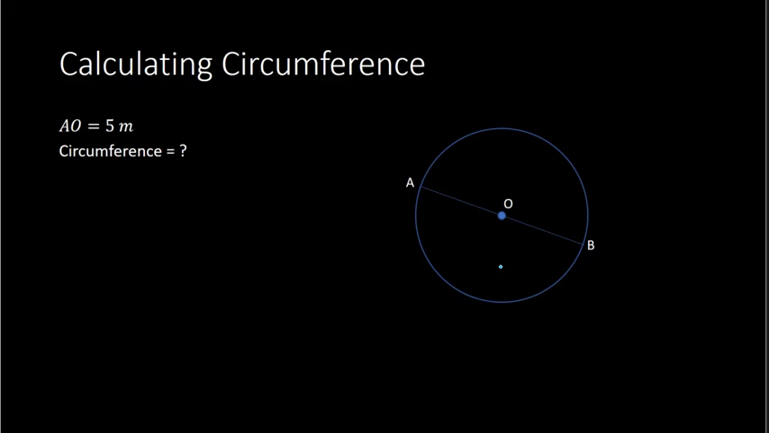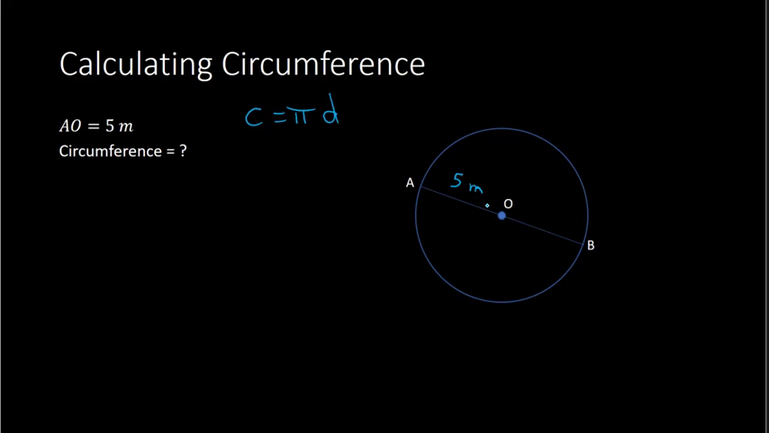Here is another example. We know AO is 5 meters, and the question here is again to find the circumference. Well, again, I can use my formula, c equals pi times diameter. Now be careful, because AO, the length of 5, is not your diameter. AO is the radius length. The diameter is twice that. It's all the way across.